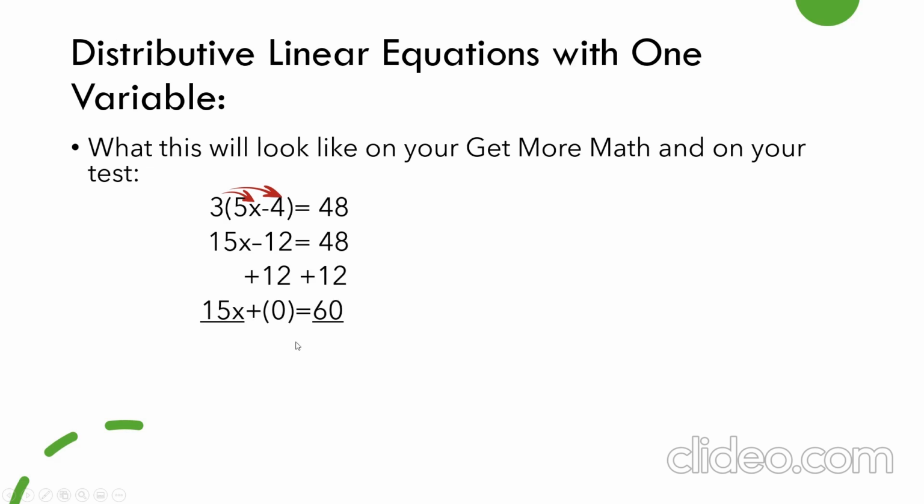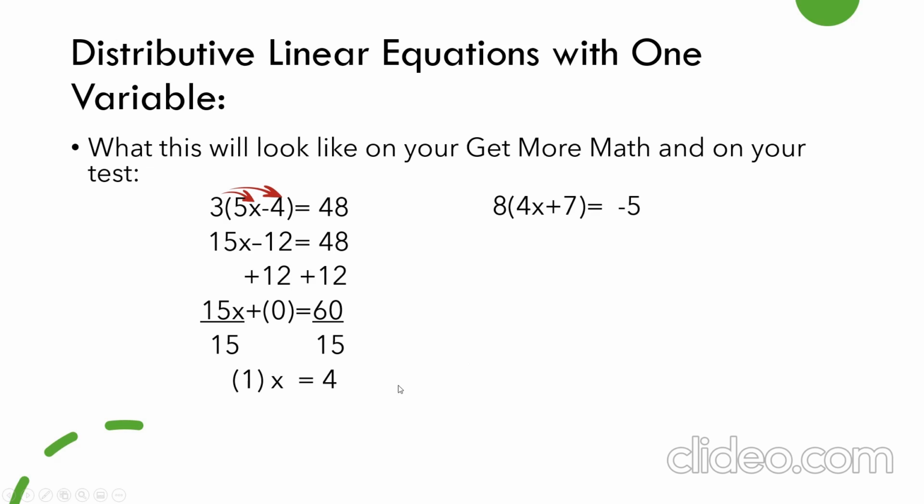And finally, we're looking for a single variable. So since we have 15 times x, the opposite of multiplying by 15 is going to be dividing by 15. So we divide both sides by 15, and it leaves us with 1x, or just x, is equal to 4.